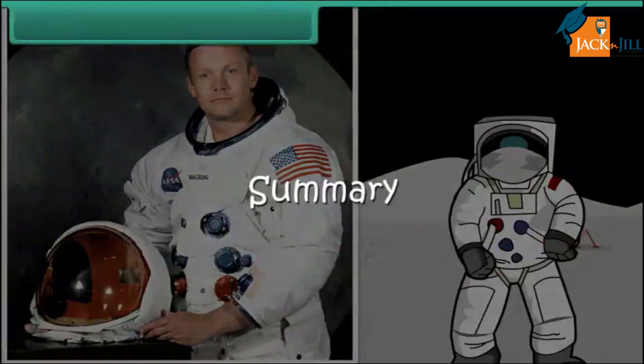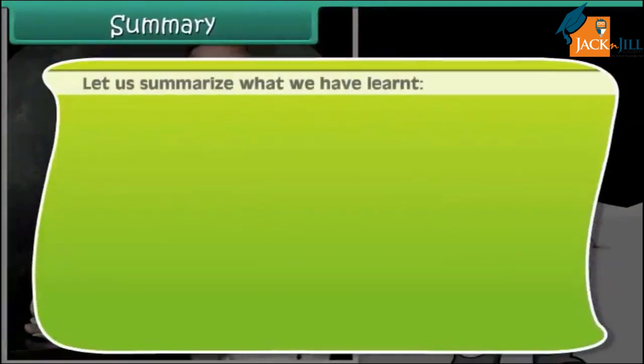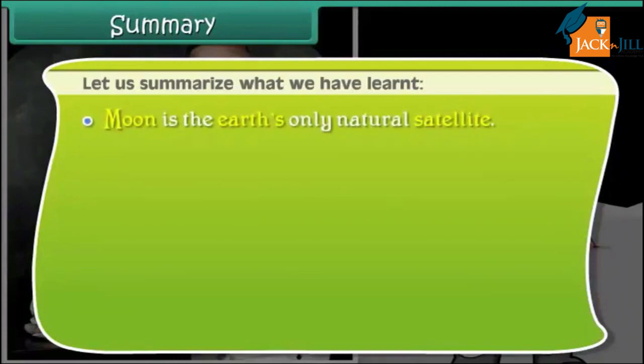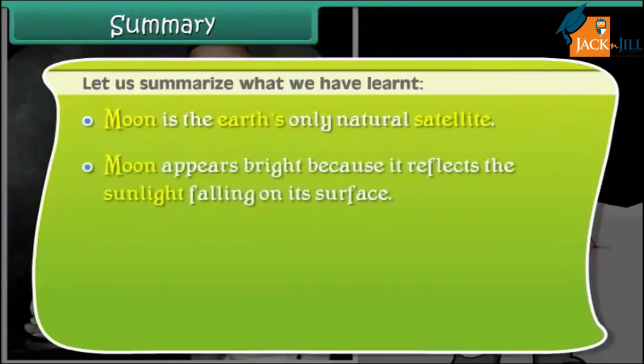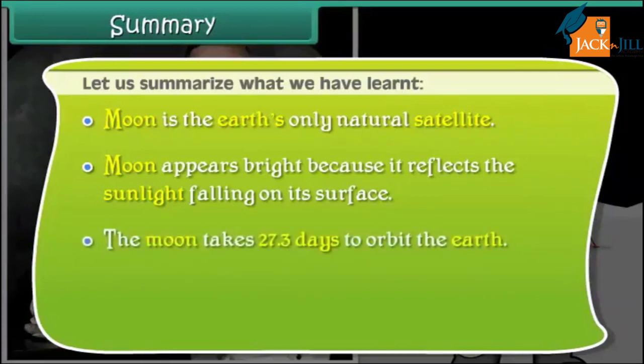Summary. Let us summarize what we have learned. The moon is the Earth's only natural satellite. The moon appears bright because it reflects the sunlight falling on its surface. The moon takes 27.3 days to orbit the Earth.